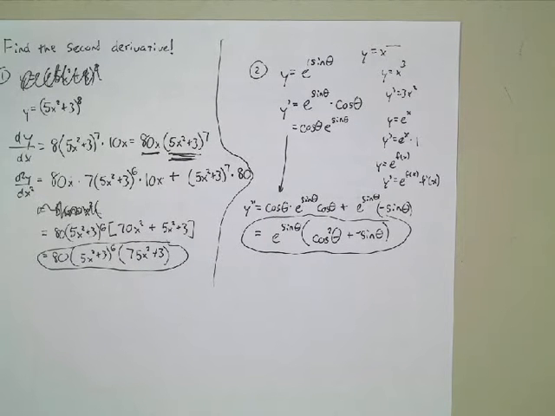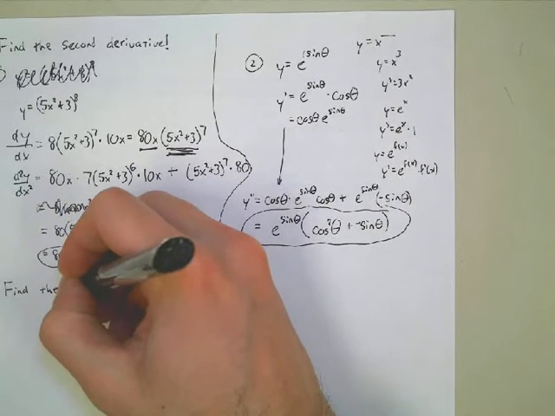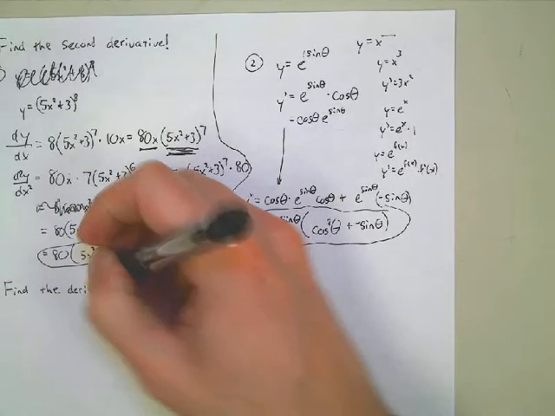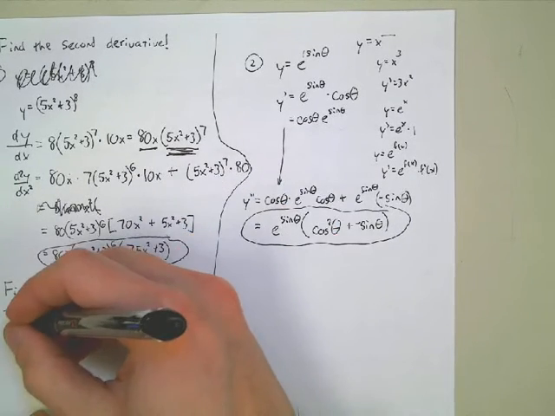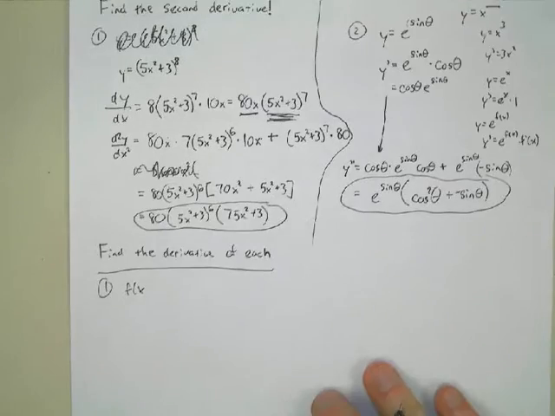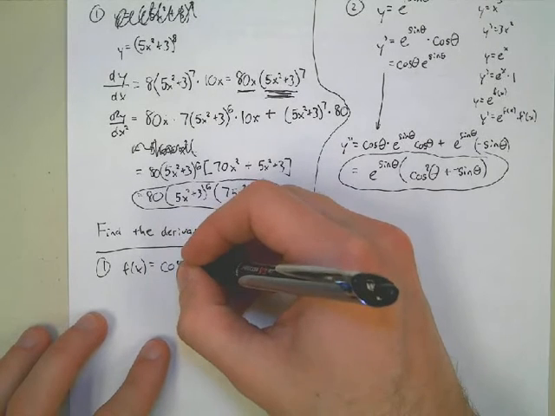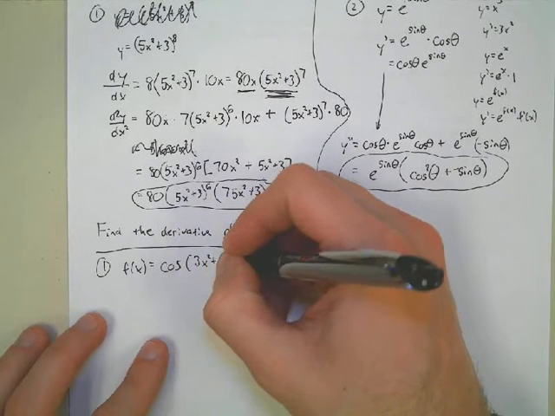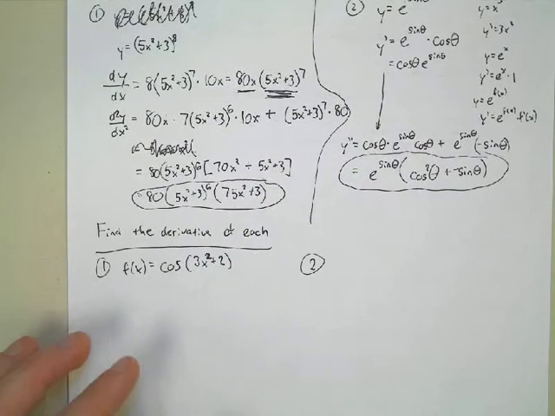All right, I'm going to give you two more practices here, and then I'll give you your assignment. Find the derivative of each. Number 1, f of x is cosine of 3x squared plus 2. And number 2, again, this is just the derivative, not the second derivative. Do not do the second derivative. I mean, you can, but it's just going to be extra work.